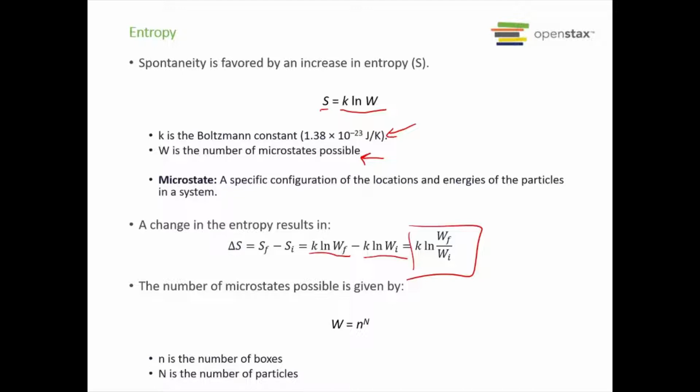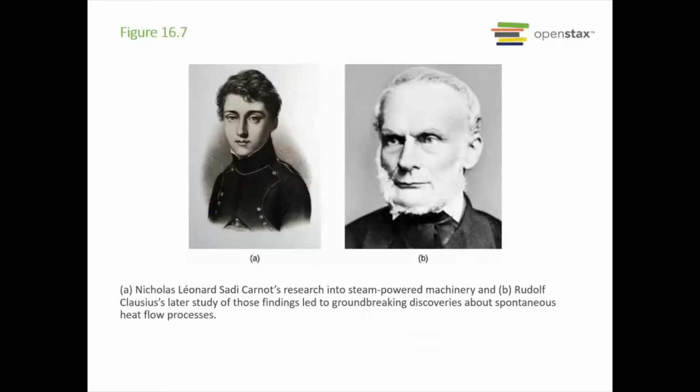We can find the number of microstates given by little n to the big N power, where little n is the number of boxes, which you can think of as domains, and big N is the number of particles. So little n to the big N power gives you the number of microstates, those configurations of the locations and energies of particles in a system. This came from the research done by Nicolas Léonard Sadi Carnot, of the Carnot engine some of you may have heard of, and Rudolf Clausius as well.